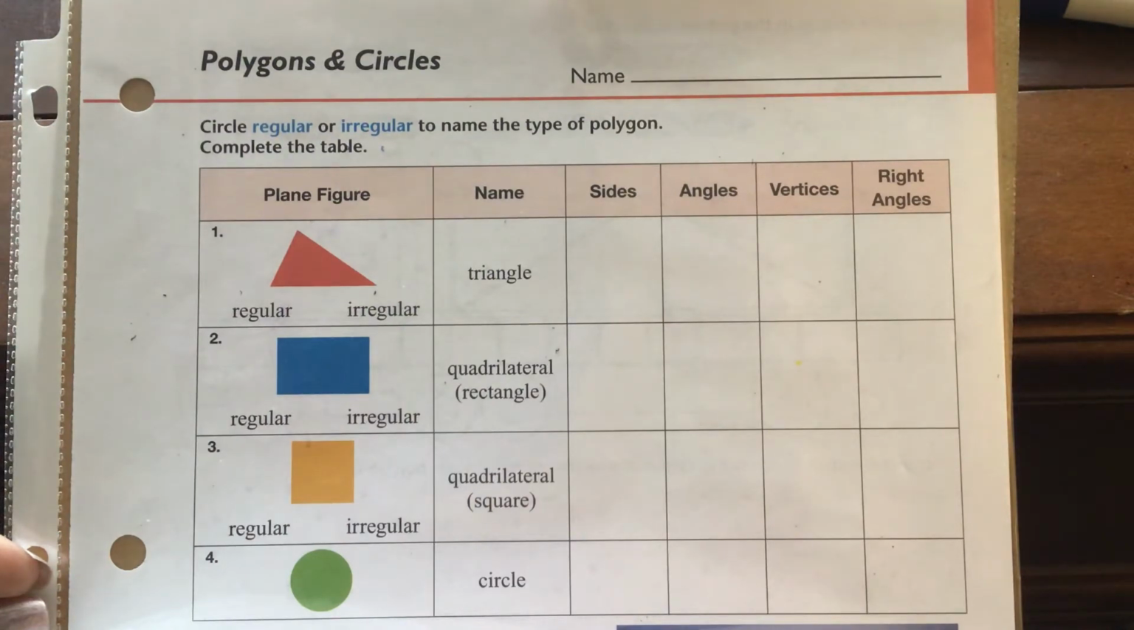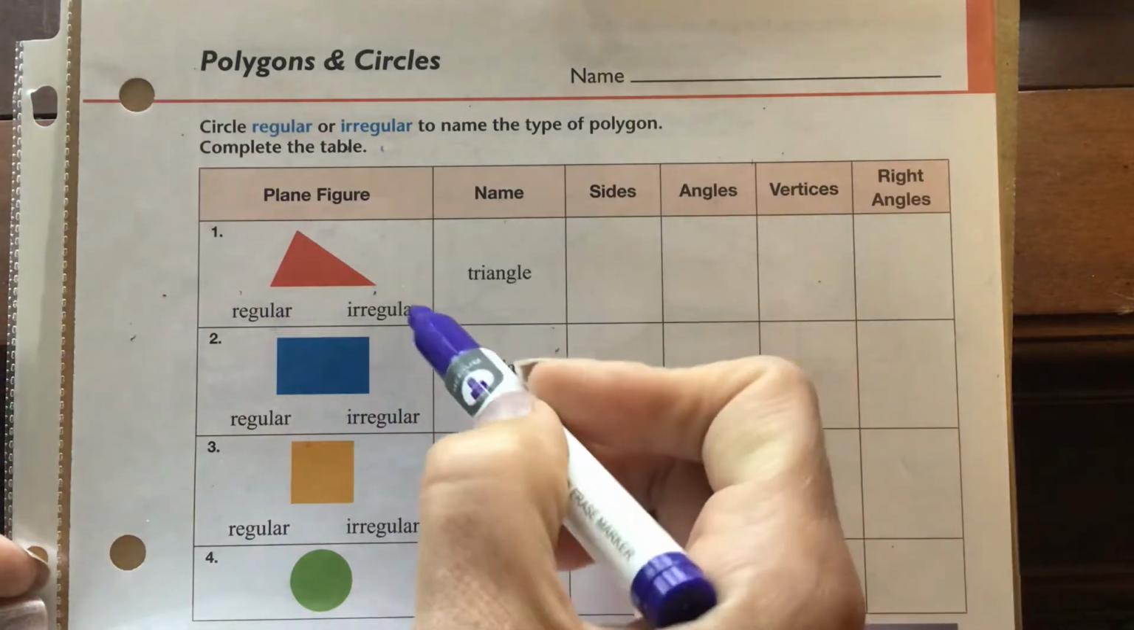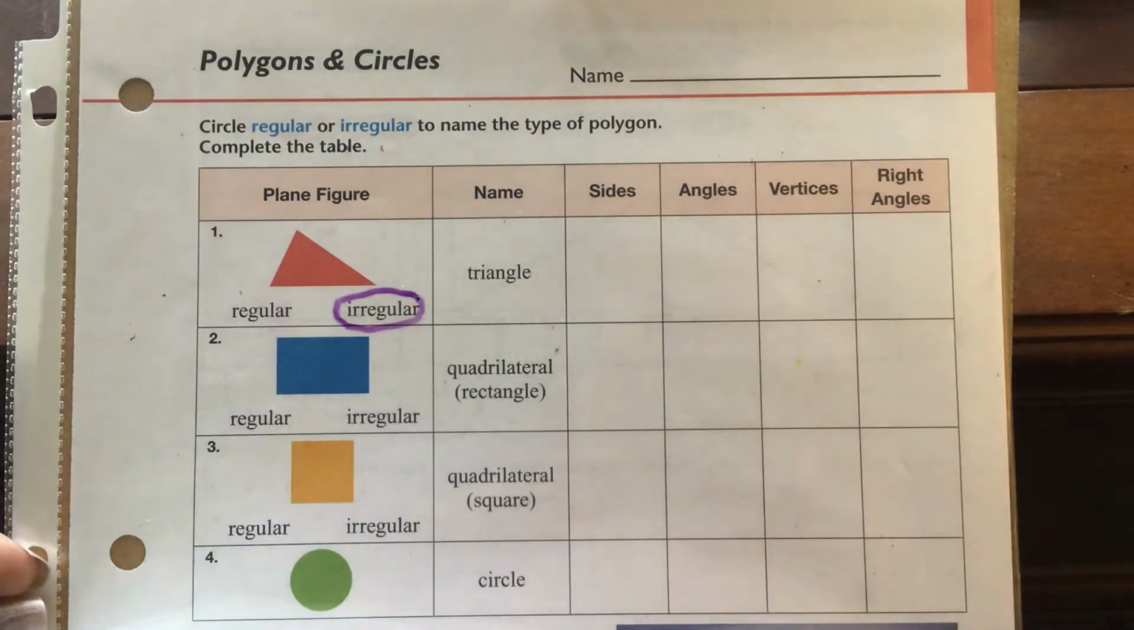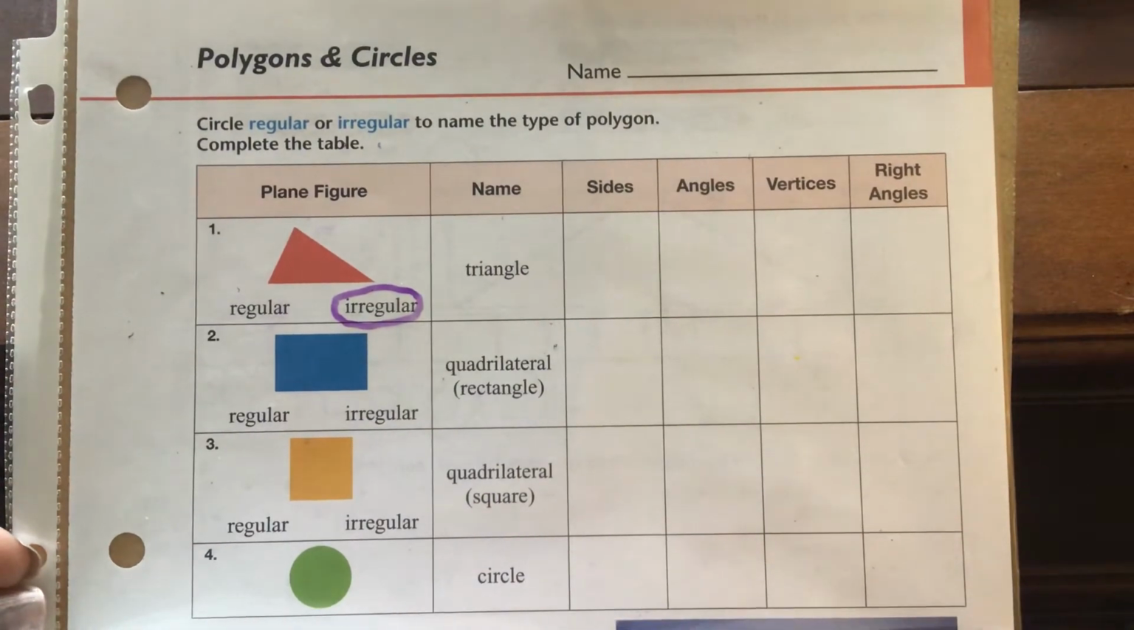Okay, so if we look at the first plane figure, they want us to circle whether it's regular or irregular. So we look at that. Do all the sides of that triangle appear to be the same length? No, it doesn't. So we're going to circle irregular. This is an irregular shape. Then we're going to finish filling in the chart of how many sides, angles, and vertices it has.